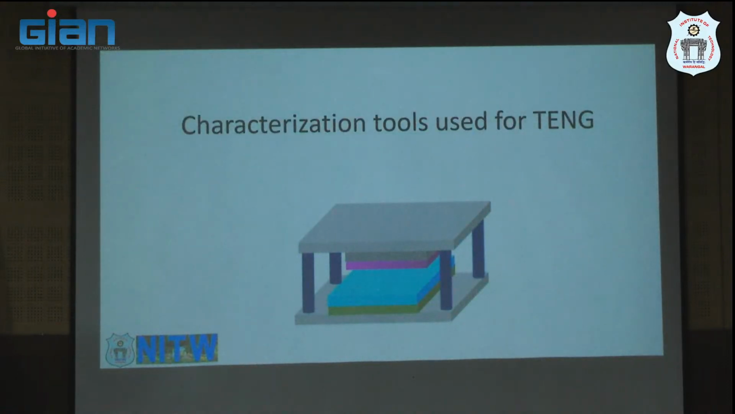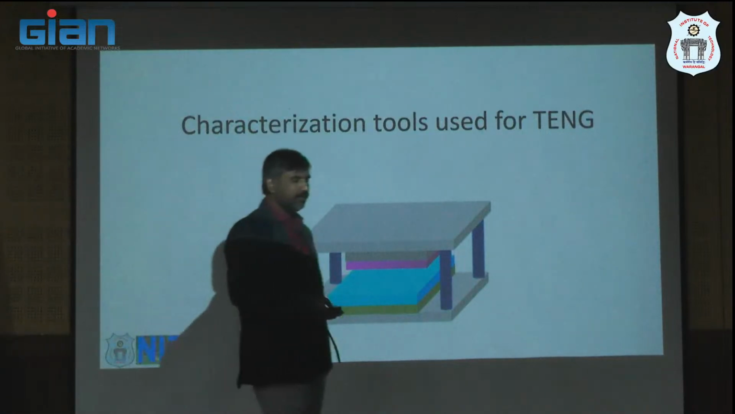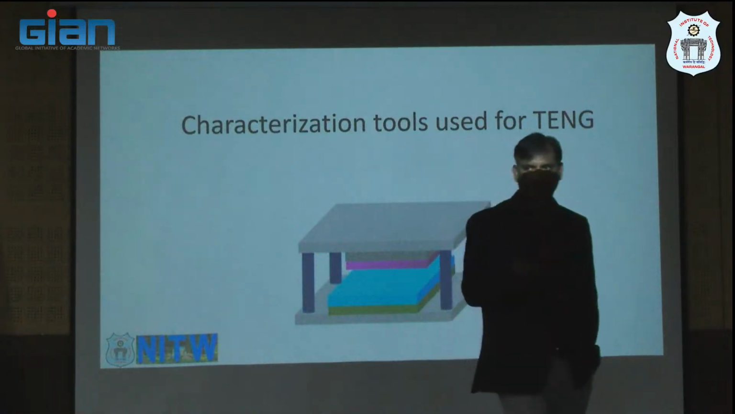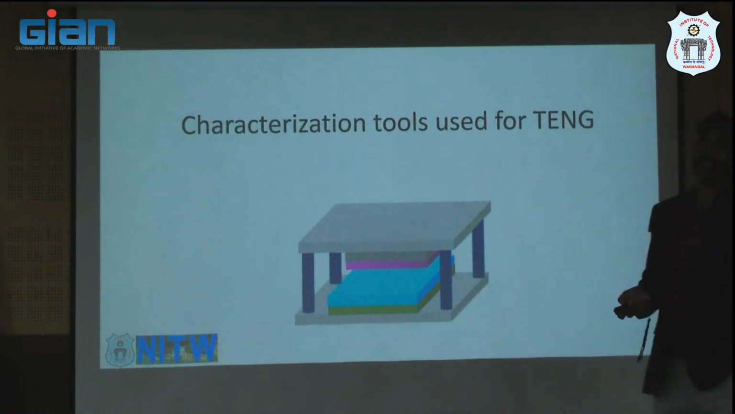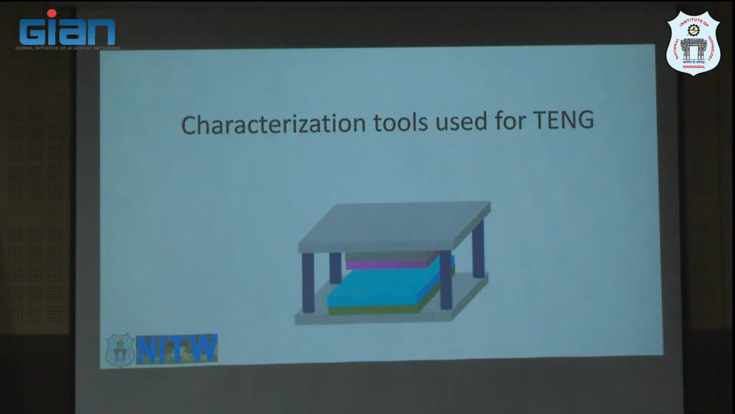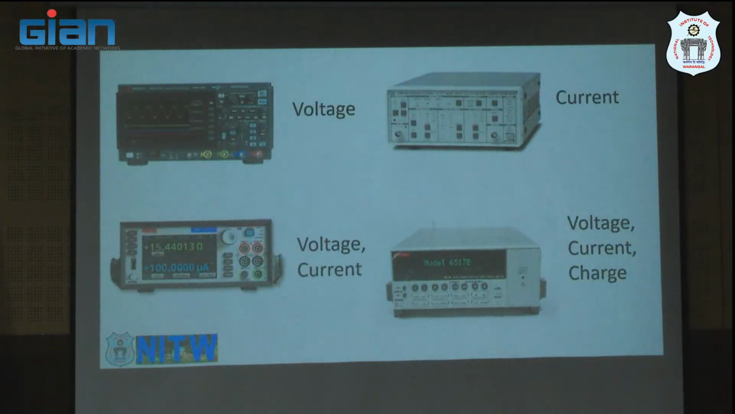Now, what are the instruments we use for device characterization? Once your device is fabricated, you need to measure the current, the voltage, the charge, the work function, and you may need to measure the dielectric constant. These are the instruments. You can use an oscilloscope for measuring the voltage, and a current amplifier for measuring the current, or you can use any source meter from Keithley to measure current and voltage. And this is the electrometer, which can measure current, voltage and charge.